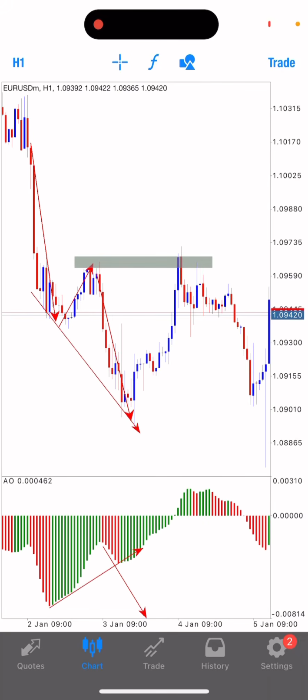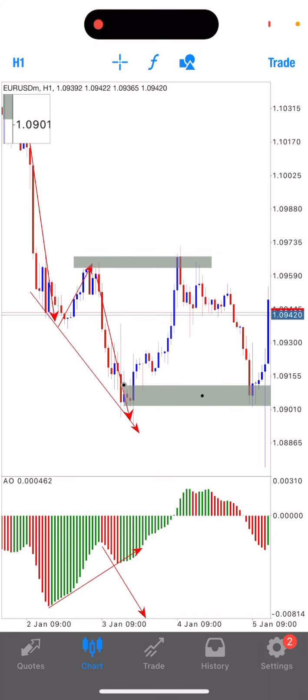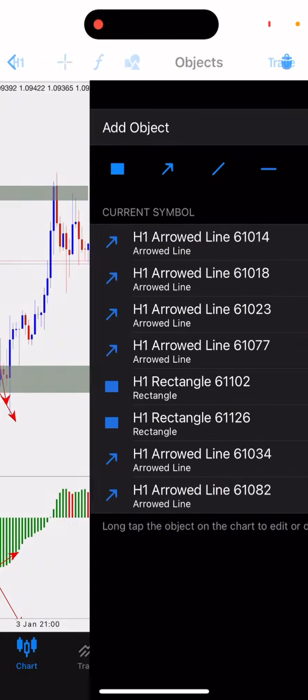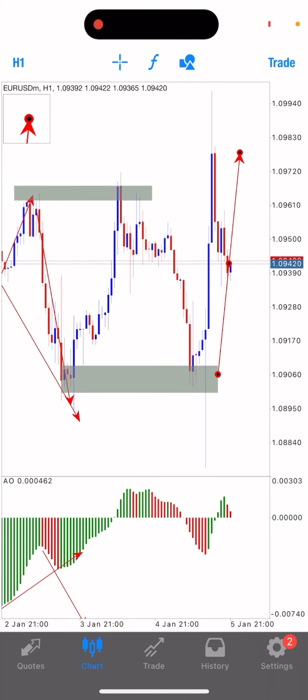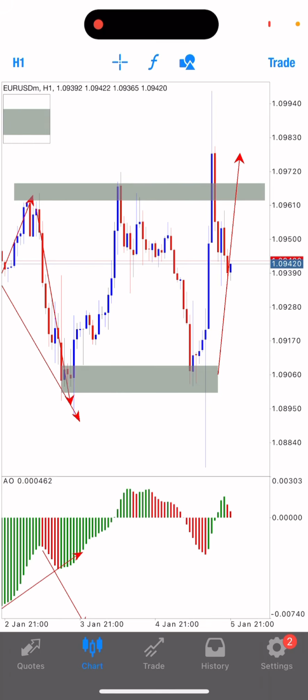Our second mode of entry is to draw a demand area here, wait for the market to get back to the level, and then enter your buy trade. You make this previous resistance your take profit, and then boom, you see that your take profit is hit.